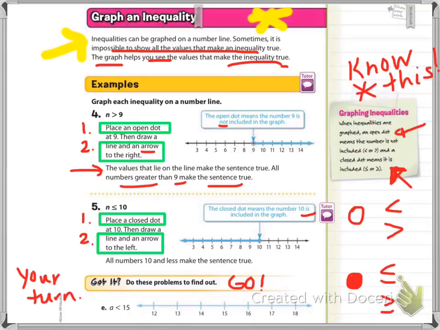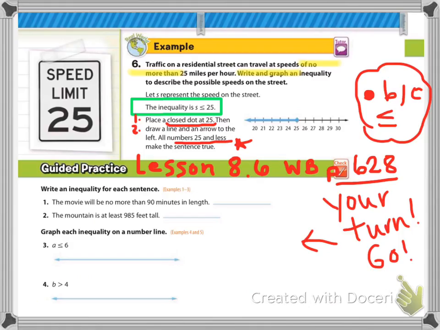And here's a quick little wrap up of which symbols for the open circle, which symbols for the closed circle. Your turn to try the got it, and make sure you know this. Come back and check your answer. All right, this is an open circle. We are not including 15, and it's less than, so we are moving to the left. When you've copied this information, move to the next page.